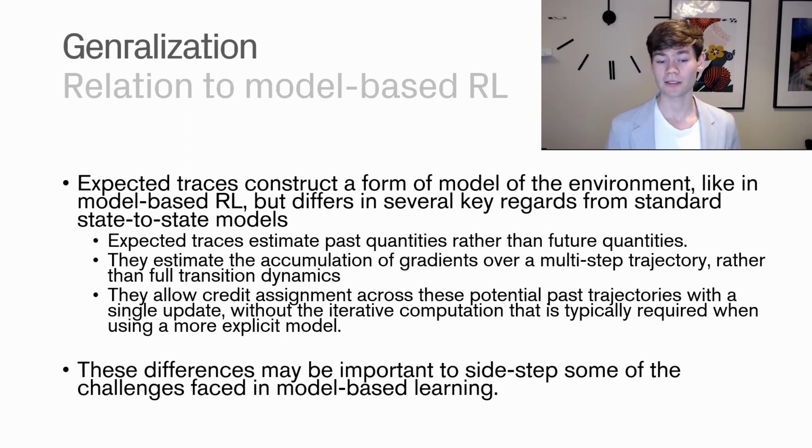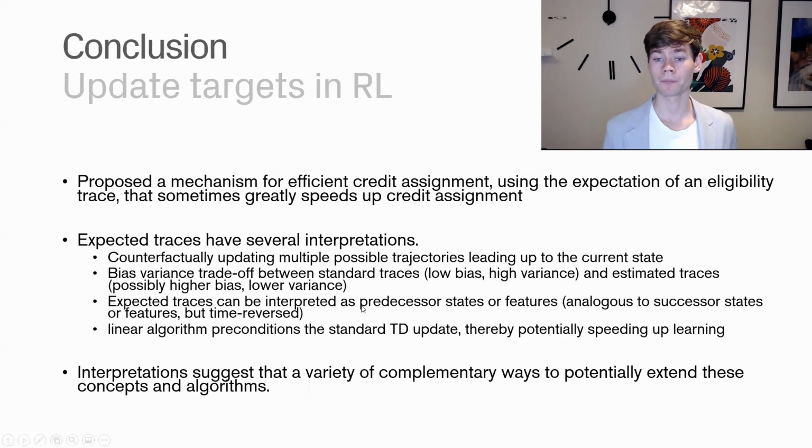So those are some key differences, and these differences may be very important if you want to take model-based reinforcement learning theory to the next level, or to advance the theory surrounding those models. So yeah, those are quite interesting differences. And to conclude then, we have proposed a mechanism for efficient credit assignment using the expectation of an eligibility trace that sometimes greatly speeds up credit assignment.